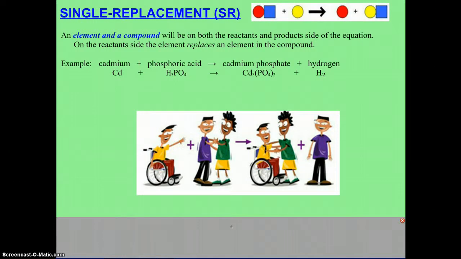Single replacement: on both sides of the arrow, the reactants and product side, we're going to have an element and a compound. Cadmium's an element, phosphoric acid is a compound. Cadmium phosphate is a compound, hydrogen is an element. So we will see that one element will go into the compound and kick a different element out. So always an element and a compound on both sides of the equation.